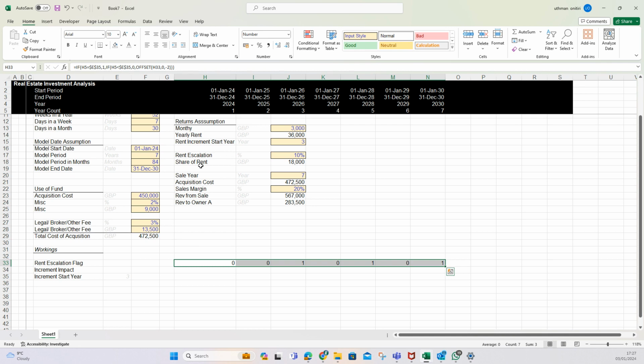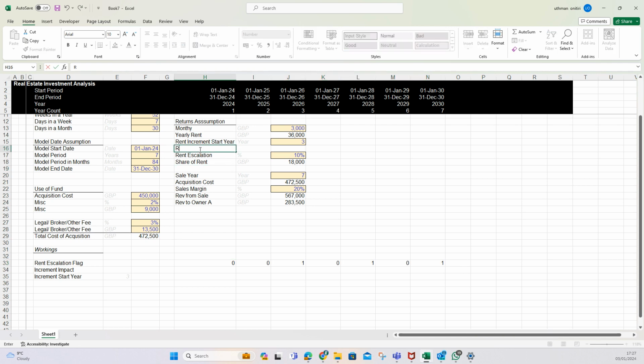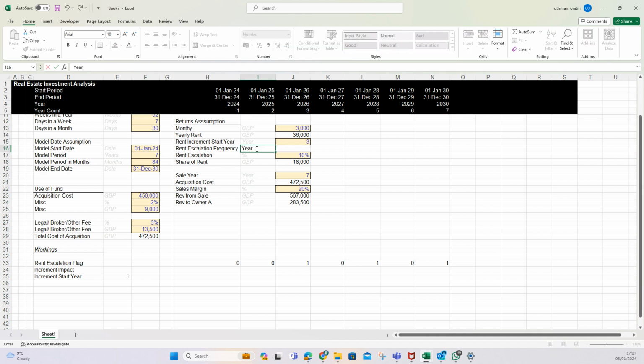So again, one nice thing to add: rent escalation by year. Is this the right way to name it? No, that's not the right way. So we can say rent escalation frequency. Yeah, two.